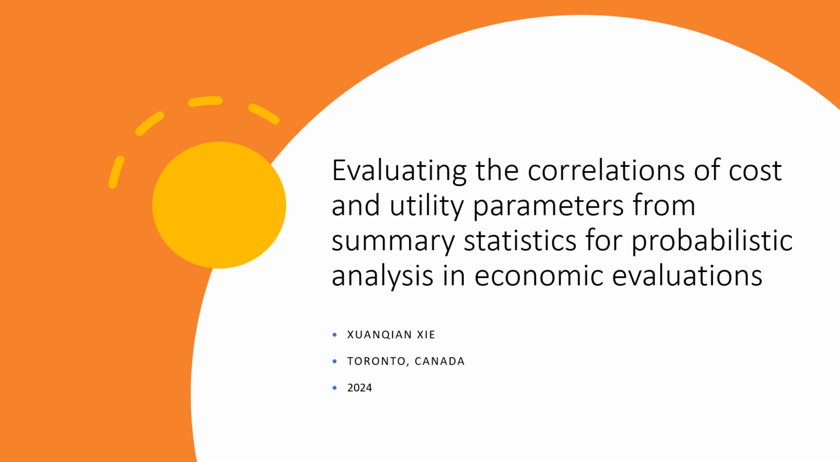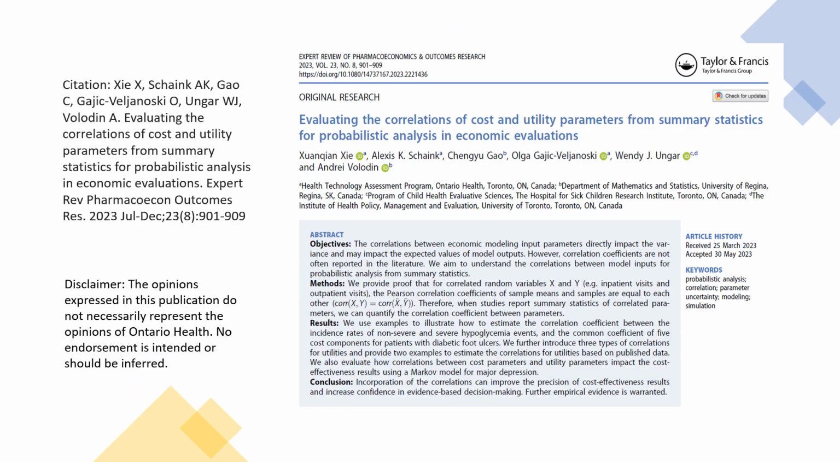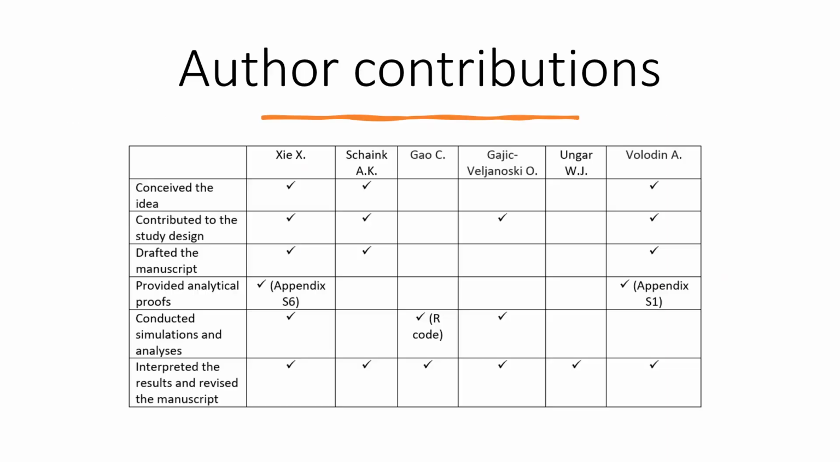Evaluating the correlations of cost and utility parameters from summary statistics for probabilistic analysis in economic evaluations. This presentation is based on our publication in the Expert Review of Pharmacoeconomics and Outcomes Research. The SAS and R code for the examples can be found in the appendices of this article.